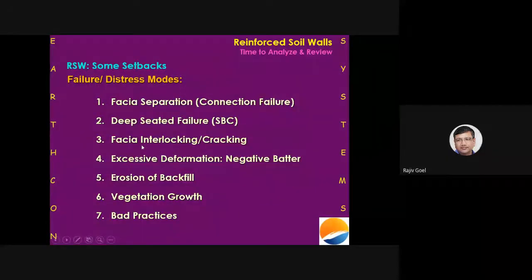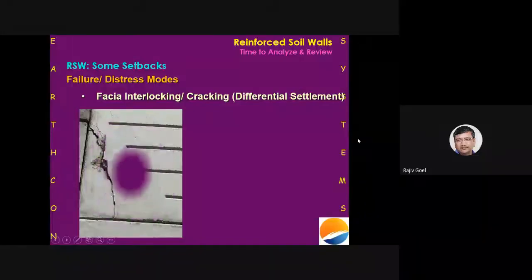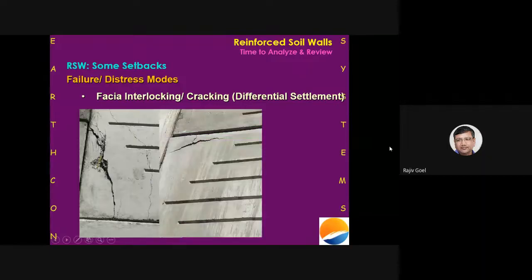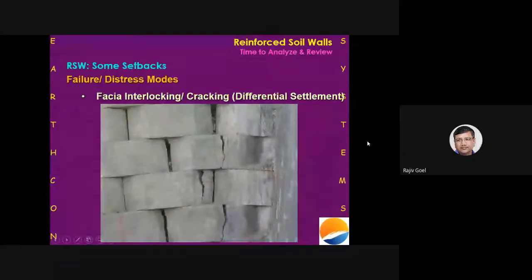Coming to another issue which we have faced, which is fascia interlocking or cracking. What it is, I'd like to present to you through some pictures. At times, the fascia get interlocked and the corners start to crack. You can see some more examples. Some more examples. And in case of block walls, this is what happens. In case of block wall, it's not because of interlocking, it's primarily because of differential settlement.